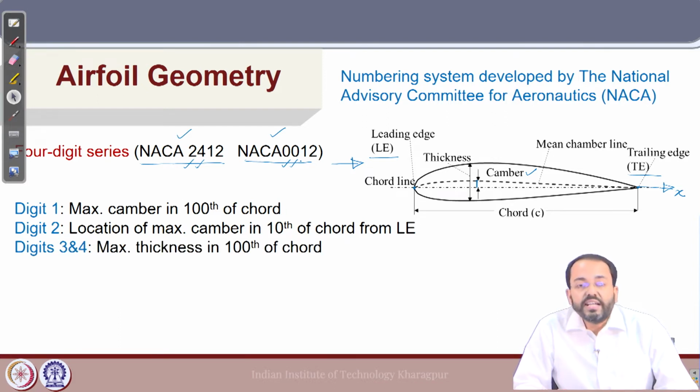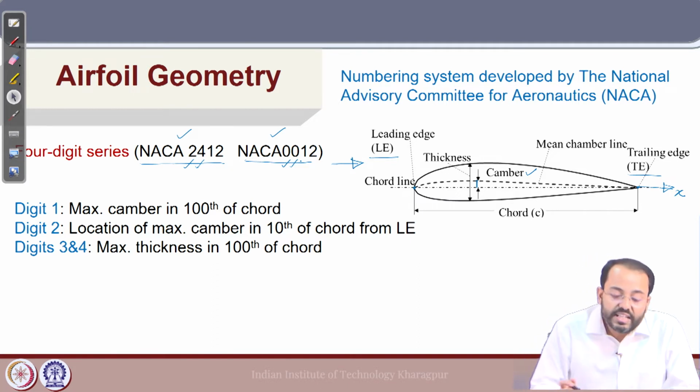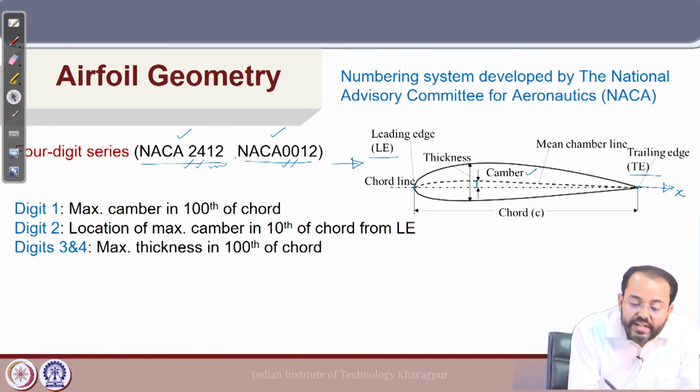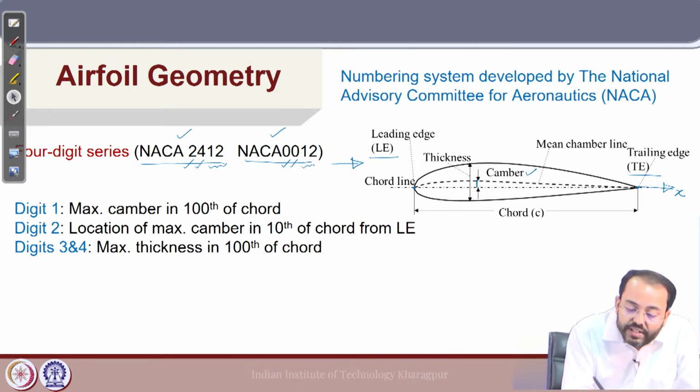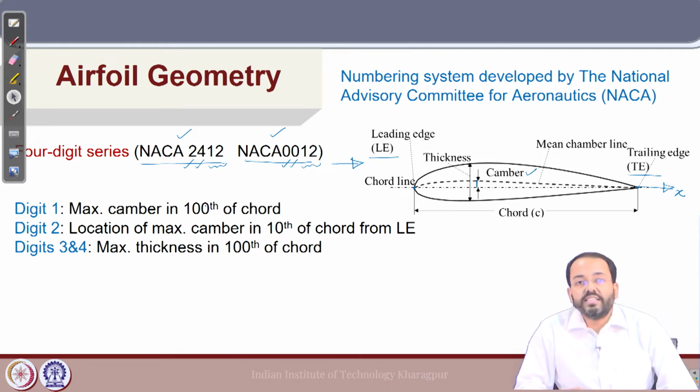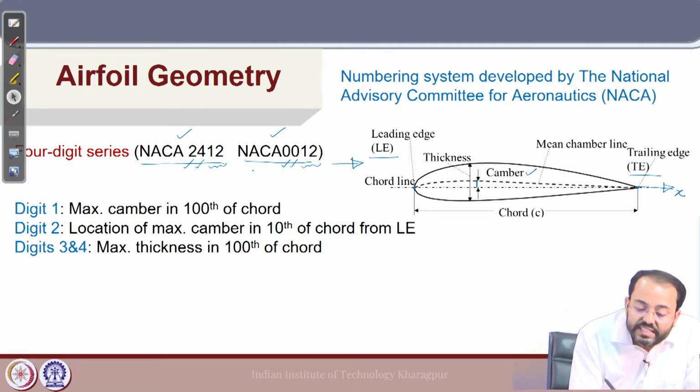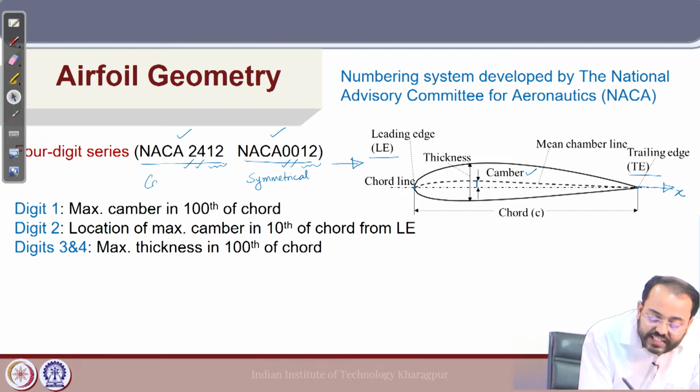Third and fourth digits combined give the maximum thickness of the airfoil section in 100th of chord. That means third and fourth combined is 12. So, the maximum thickness is 12% of the chord length, which is the same between the first and the second foil sections that we have shown. Now, what is the main difference between them? The second foil, NACA 0012, is a symmetrical foil section, and the first one is a cambered foil section.